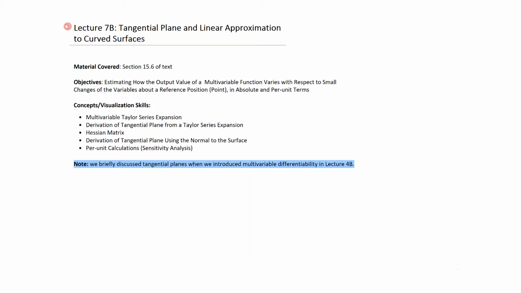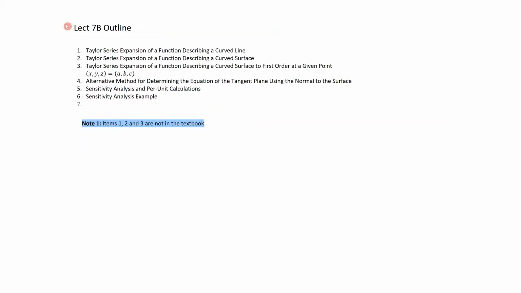Just a reminder, we briefly discussed tangential planes when we introduced multivariable differentiability in Lecture 4b. As usual, the second slide is a summary of the contents to follow. And so here we basically itemize 6 different items. Items 1, 2 and 3 are not in the textbook. These are supplementary. It just gives you an alternate approach in terms of how to look at the subject of tangential planes. And so this has been included as well.